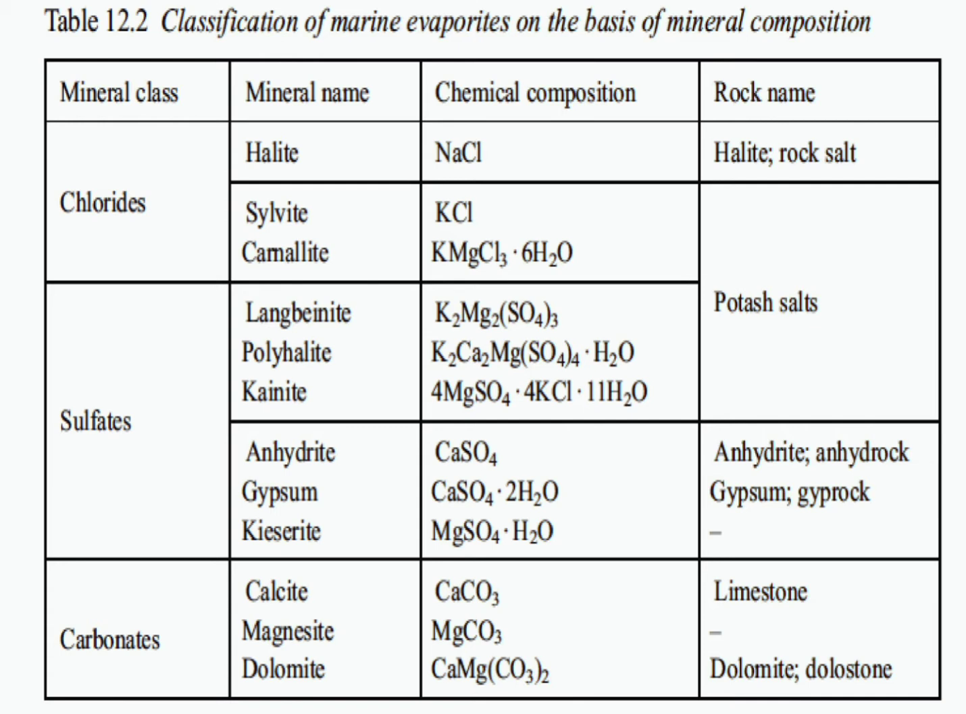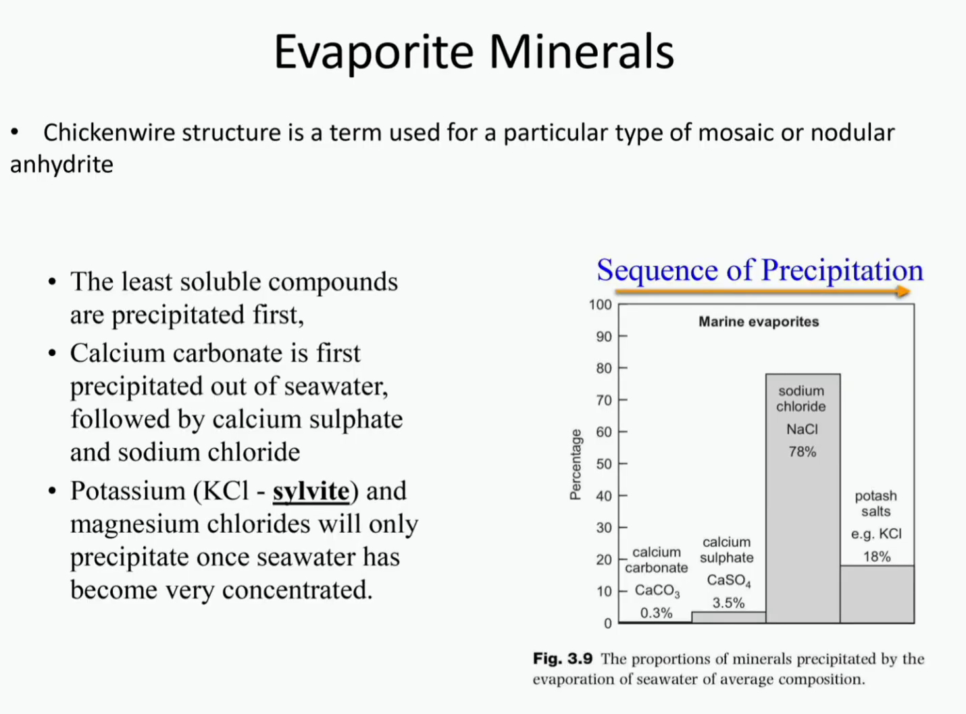Okay, now an important term, that is chicken wire structure. When you hear about the chicken wire structure, these are generally found in anhydrite. This is the term used for a particular type of mosaic or nodular anhydrite. If you find an anhydrite which is mosaic or nodular, you will say that this anhydrite comprises chicken wire structure. One thing is important: in the exam, if you get chicken wire structure, the answer is anhydrite.